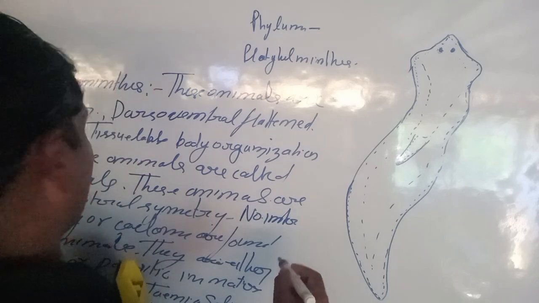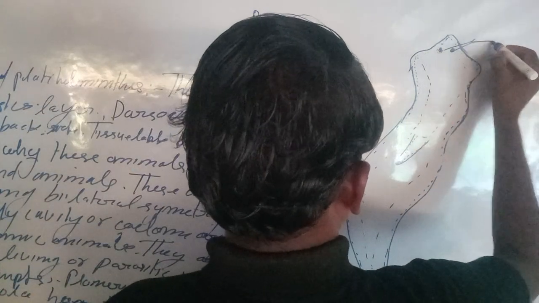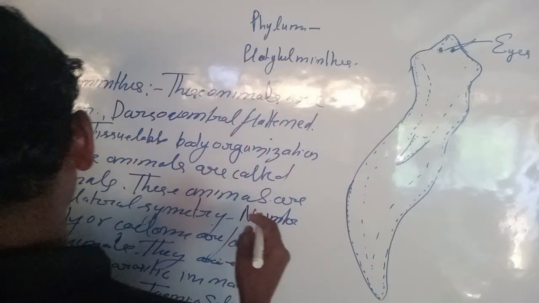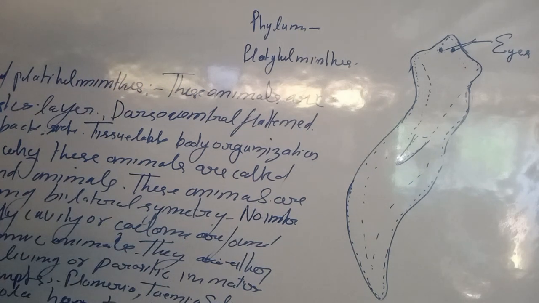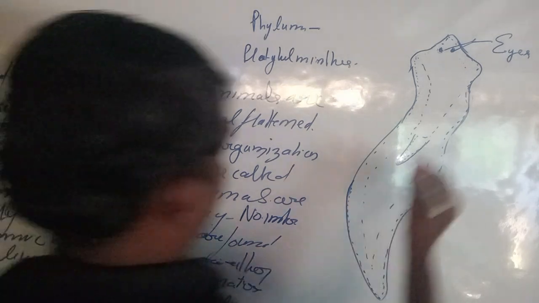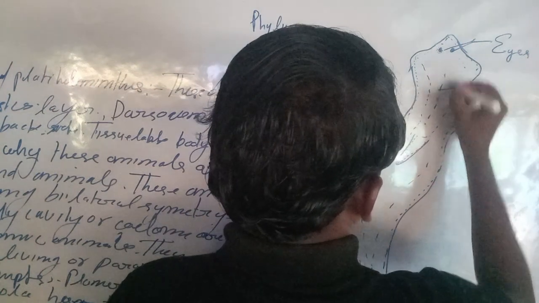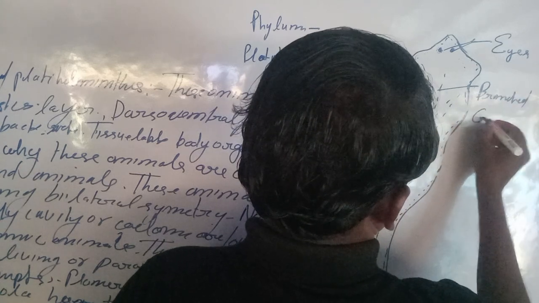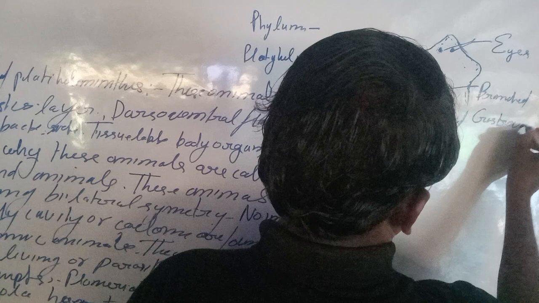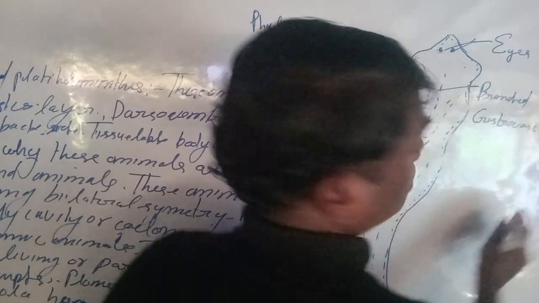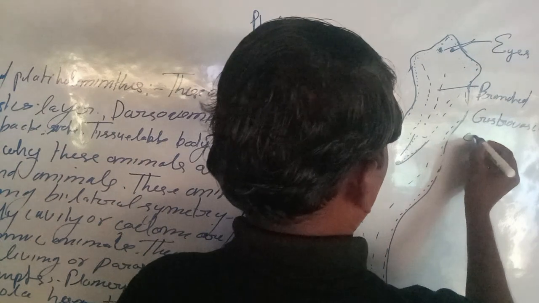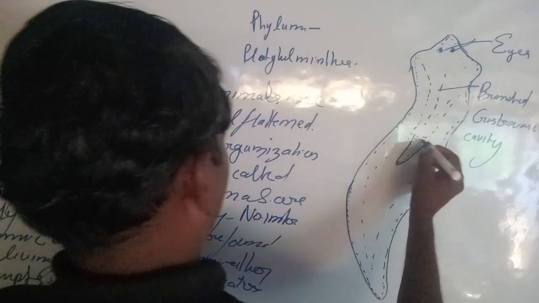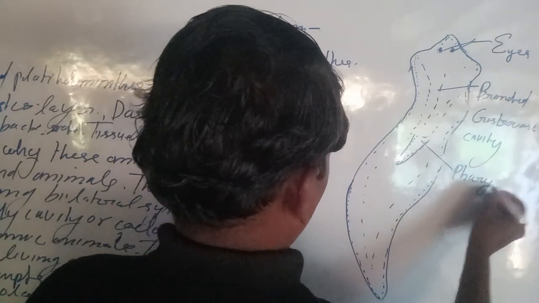And we will label here. So this is called eyes. These are eyes. And the second structure we can see here is the branched gastrovascular cavity, which is present here. Here is another structure, the pharynx.